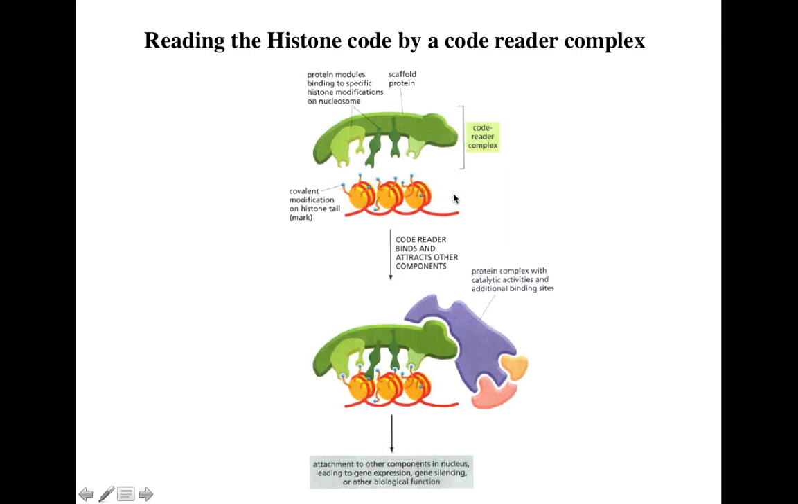But if there is a compatibility between the two, then the reader complex would bind to this histone code and recruit certain other proteins, which can either have catalytic activities or have additional binding sites for other proteins. Other proteins can bind to it, and then these proteins can perform certain biological functions. They can switch on the genes, or they can switch off the genes, or they can silence them. So this is how the histone code can be read by a code reader complex.